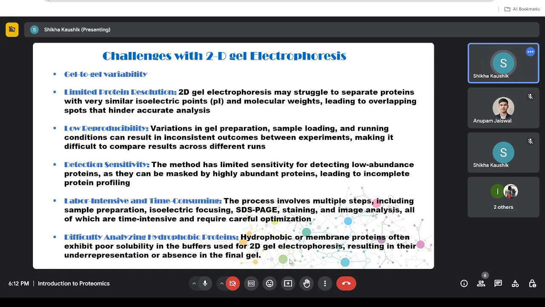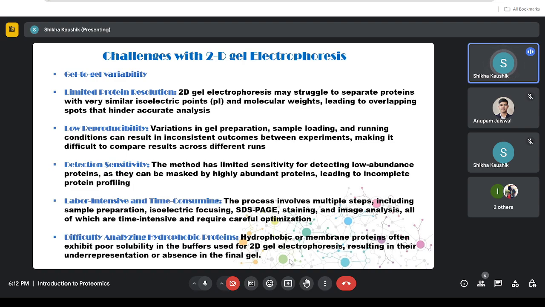It will lead to overlapping of spots, and then you will not have an accurate analysis of your samples. If two proteins overlap at the same spot, you will have an additive effect of both proteins, and you will never understand the exact expression analysis of these proteins. So that is another limitation. Then you have low reproducibility.